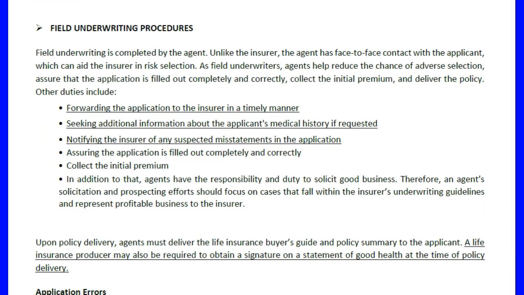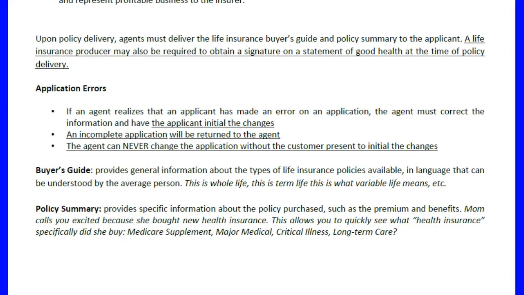Field underwriting procedures. Field underwriting is completed by the agent. Unlike the insurer, the agent has face-to-face contact with the applicant, which can aid the insurer in risk selection. As field underwriters, agents help reduce the chance of adverse selection, meaning people who are just using insurance to make some profit. They assure that the application is filled out completely and correctly, collect the initial premium, and deliver the policy. Other duties include forwarding the application to the insurer, seeking additional information, notifying the insurer, correcting the premium, and others.